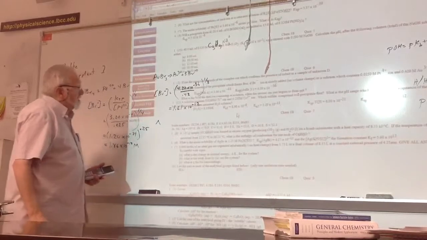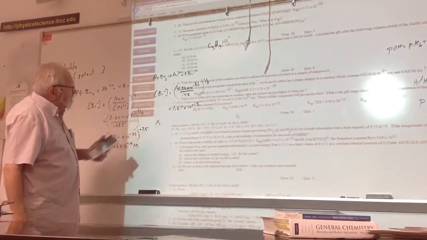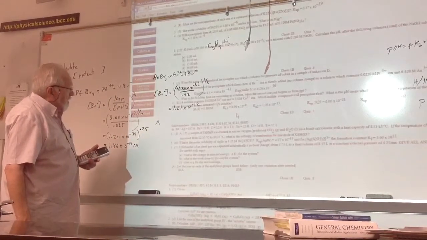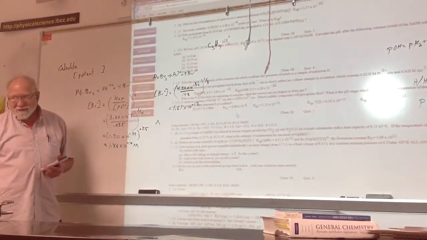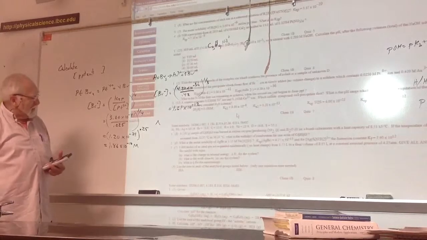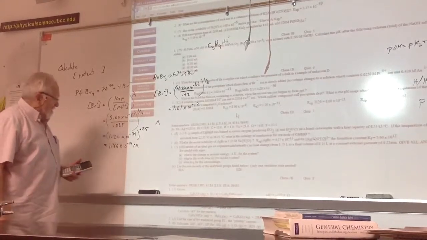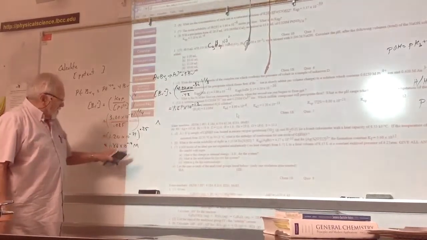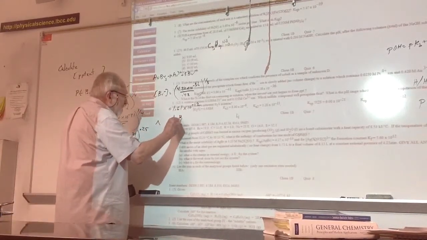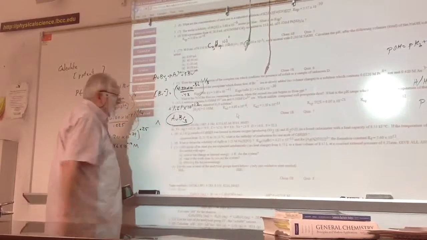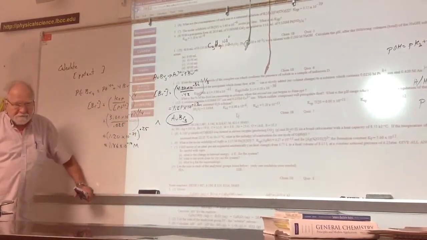Now it says, write the formula for the precipitate. You just do this and circle that. I'll take a point off if you didn't write the formula for the precipitate. The answer you would write is what? This number is smaller than this number, so you write that answer. That's the precipitate.